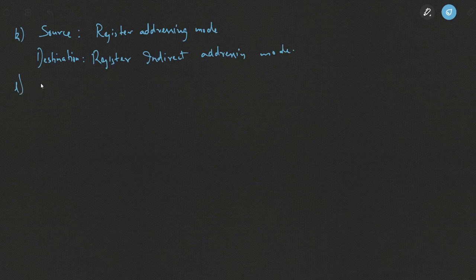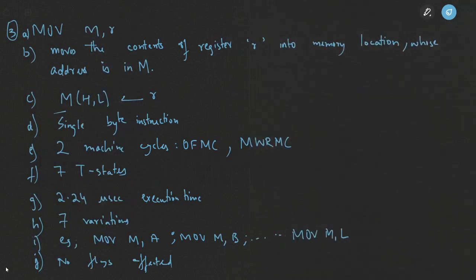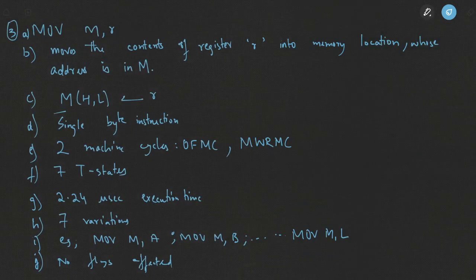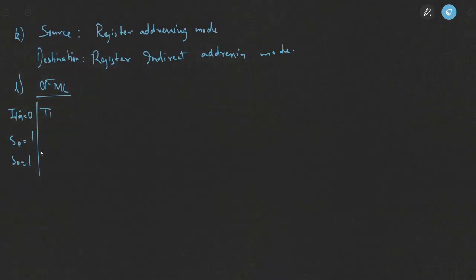Then you have the micro RTL. The micro RTL will be first the opcode fetch machine cycle. You have IO/M bar equal to 0, S1, S0 equal to 1, 1. In case of opcode fetch, this machine cycle will be the same.